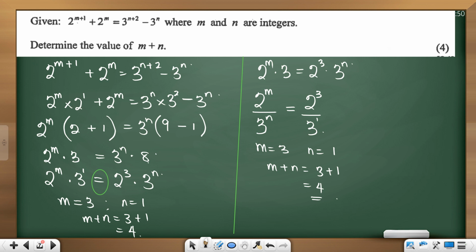When you see anything to the power of an exponent with letters, all you need to do is to break it down. 2 to the power m plus 1 means 2 to the power m times 2 to the power 1. Then we check, this is routine. This is common. All right.